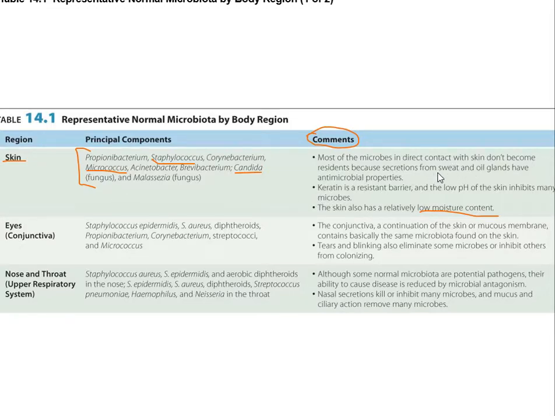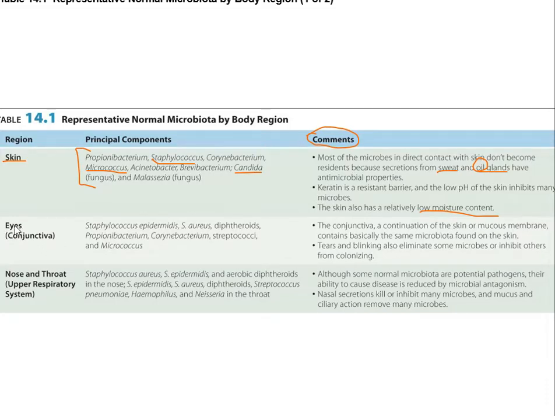Remember that the sweat that we have on our skin that comes from the sweat glands have lysozyme, and lysozymes kill bacteria. Remember that the oil are usually acidic, and that's why bacteria don't like acidic. They prefer pH a little higher, so a lot of bacteria cannot resist and survive in this condition.